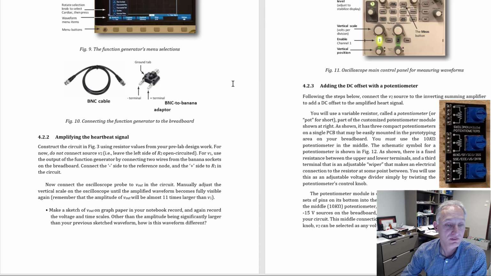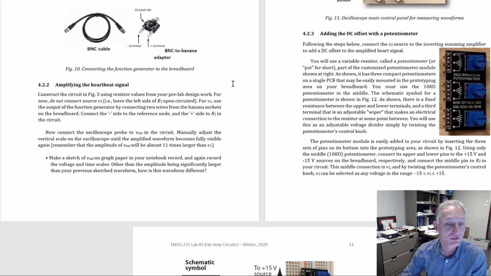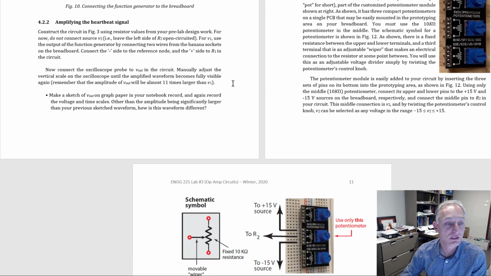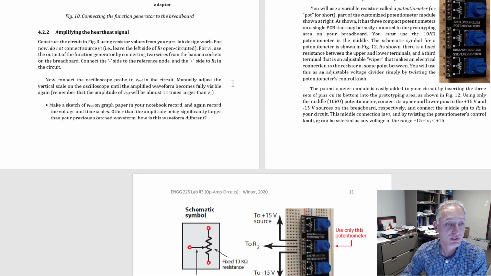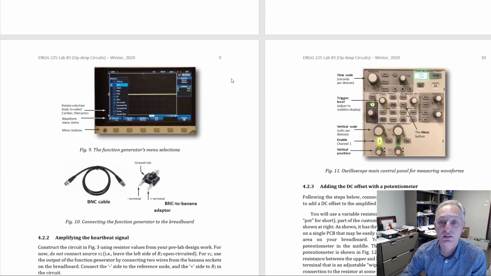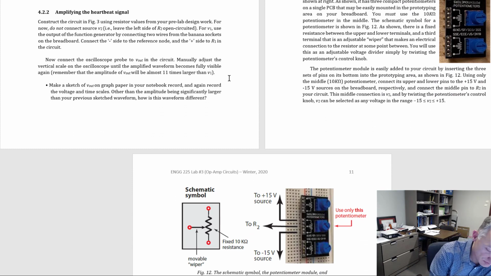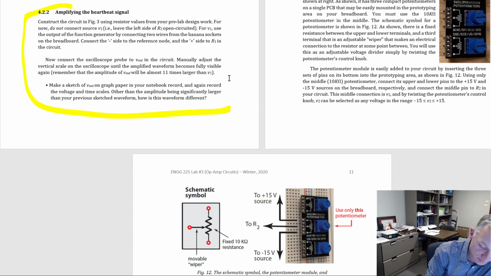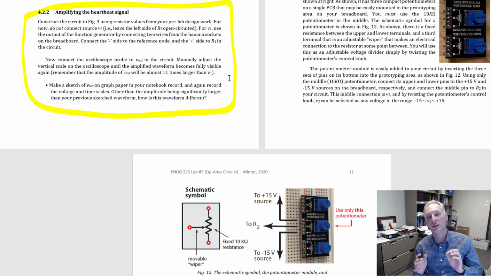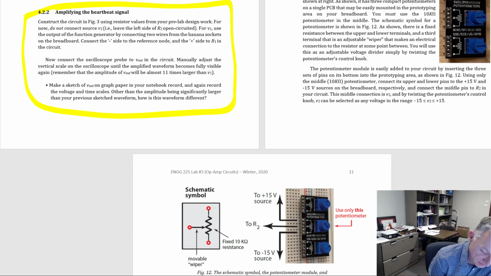Okay, so then what you're supposed to do is build the circuit, and that's the instructions right here. It tells you how to build the circuit. You're going to be using the work that you did in the pre-lab, and at first basically you're going to build an inverting amplifier, and that's going to magnify the voltage. It's going to be almost 11 times larger.